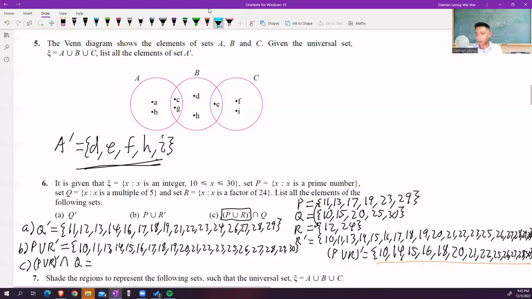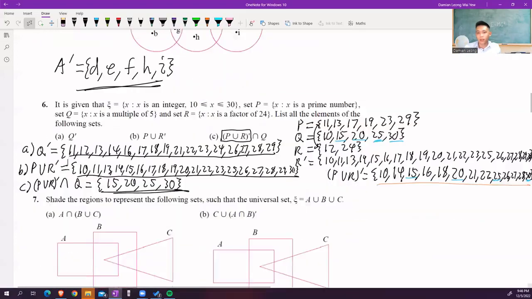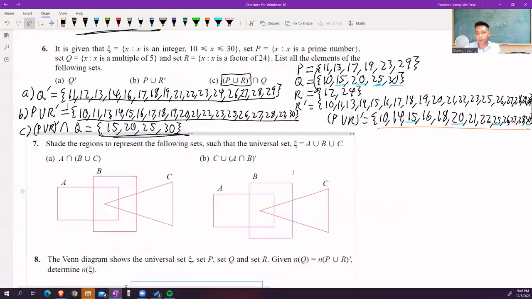So I have 15 here, 20 here, 25 here, and 30 here. So it's 15, 20, 25, 30. That is part C, set P union R bracket complement intersect Q. Okay, that is question 6.